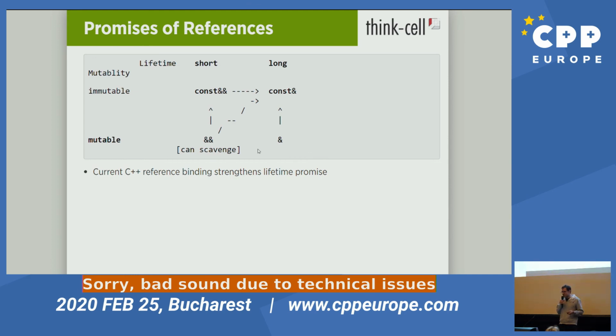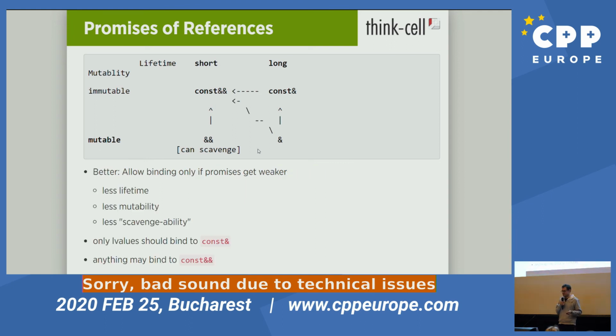But what you can see from these arrows is that there are two arrows pointing from a short lifetime to a long lifetime. This is exactly that R-value amnesia, where things just turn into L-values for no good reason. In order to fix this, we need to turn the arrows around.